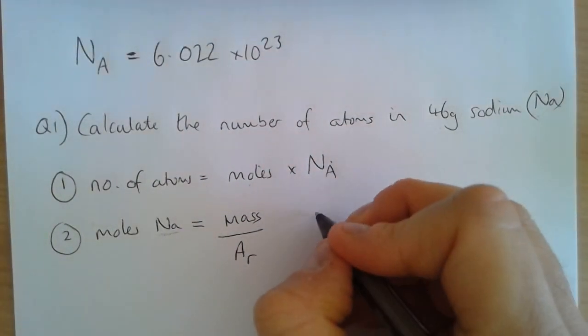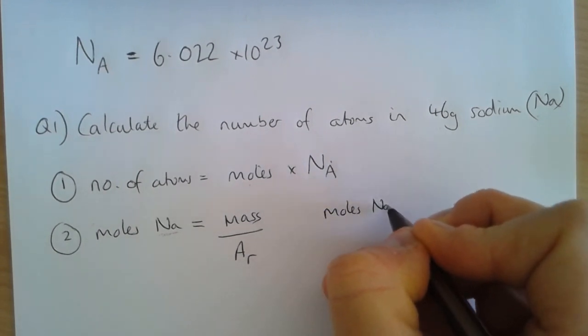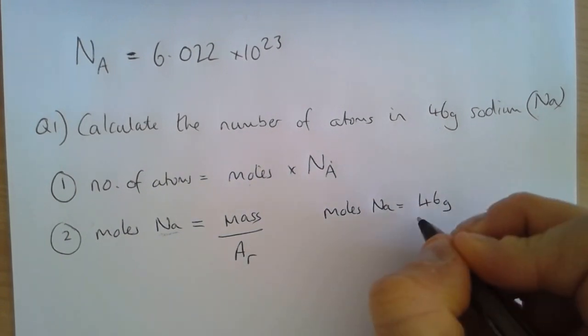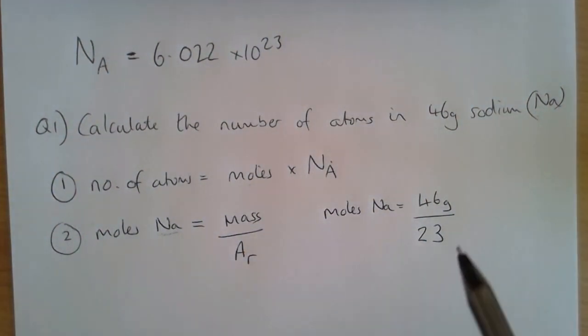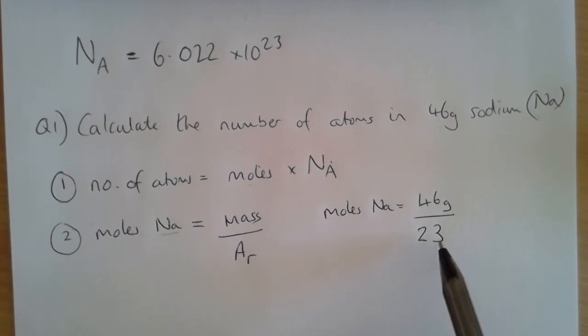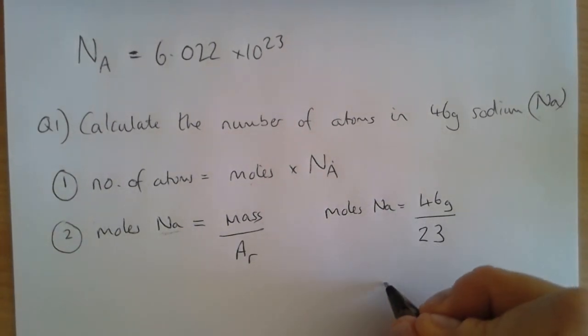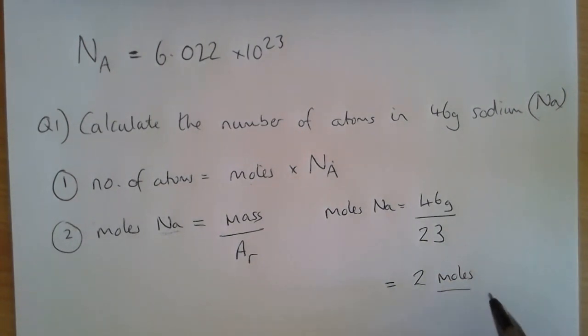So we've done this part. So the moles of Na is going to be equal to its mass, which is 46 grams, divided by its Ar, which is 23. Now that I could find from the periodic table. The relative atomic mass of Na is 23. That will give us an answer of 2 moles. So we've found the number of moles, which we can now put into our equation.